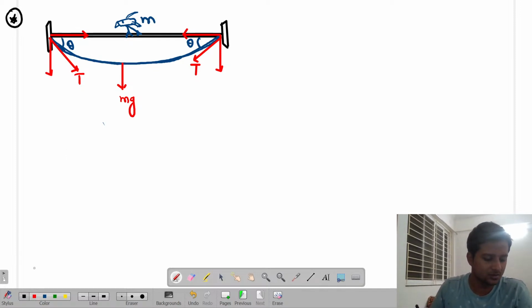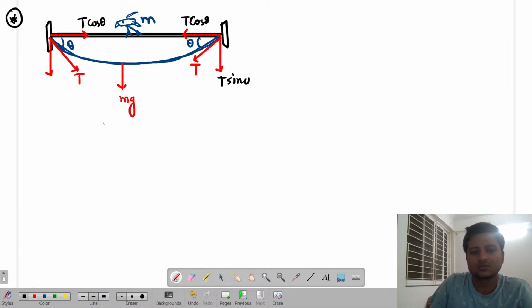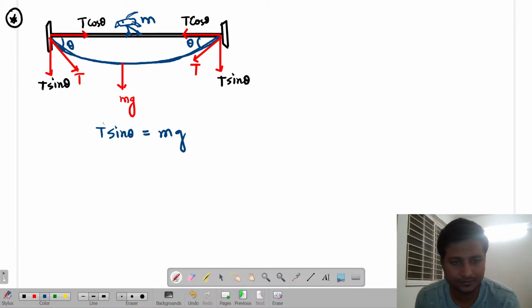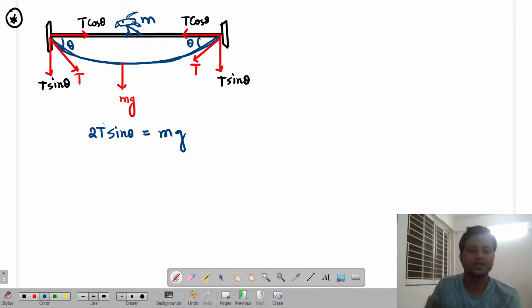Yes, it will be downward. So basically this is T cos theta, and this must be T sin theta, and this must be T sin theta. So basically the sum of the two forces T sin theta and T sin theta must be exactly equal to mg. Sorry, 2T sin theta must be equal to mg. I am resolving this way because resolving in the upward direction will not give me a clear idea. Are you able to get me or not?